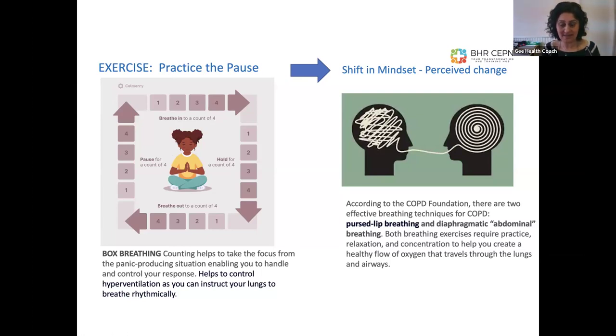And both of these exercises require a bit of practice, but it does improve relaxation and concentration and help an individual engage in the present moment. So it really alleviates the anxiety and the stress that they may be feeling.